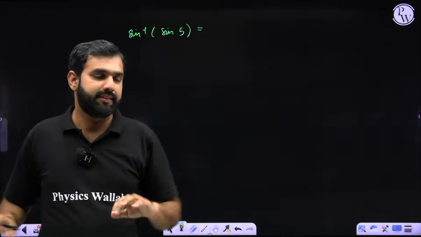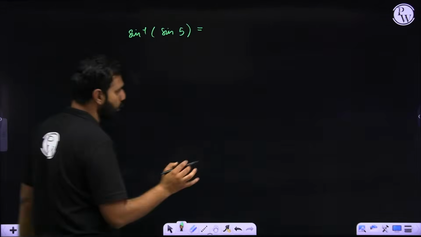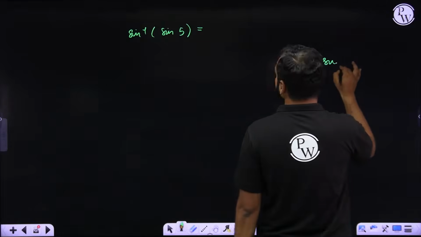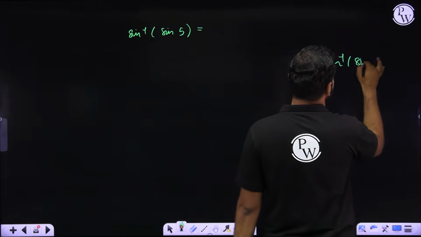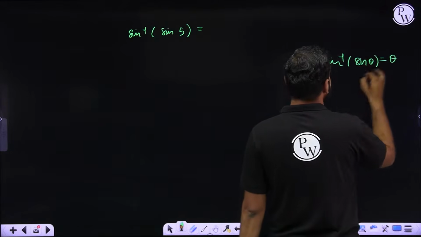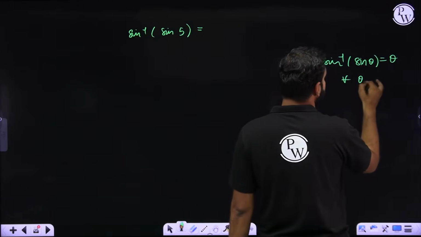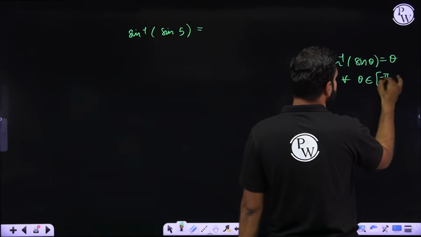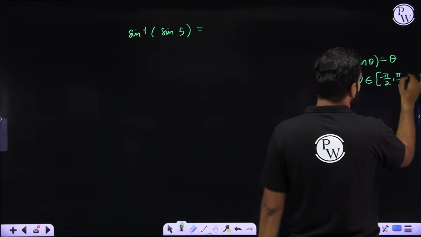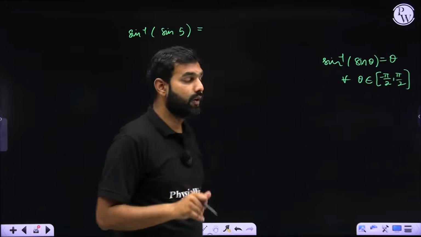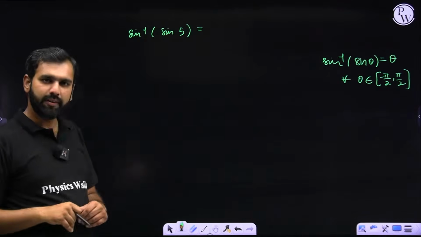What did we discuss? We have discussed that sine inverse of sine theta is theta, but for that, theta should lie between minus pi by 2 to pi by 2. I hope you haven't forgotten that. Now, check this value 5. Is it between minus pi by 2 to pi by 2?